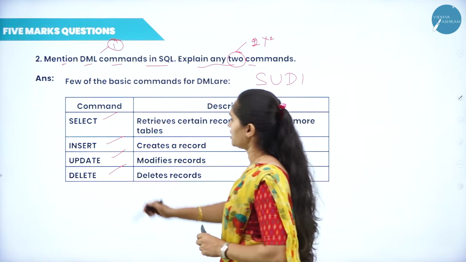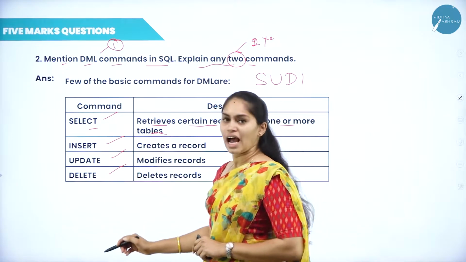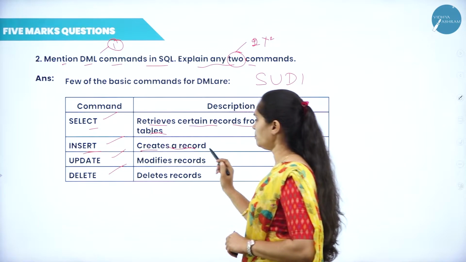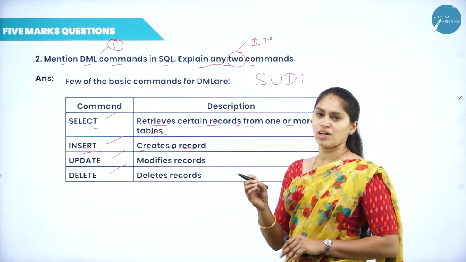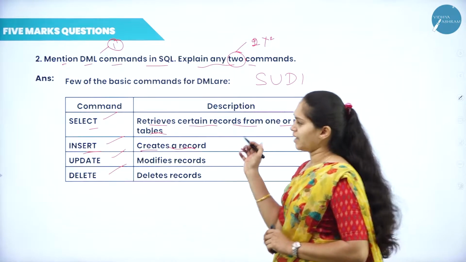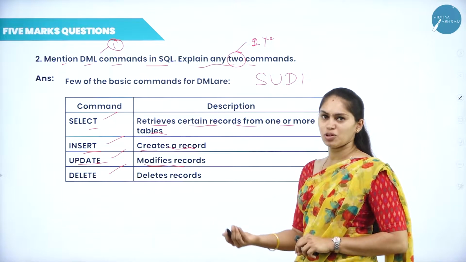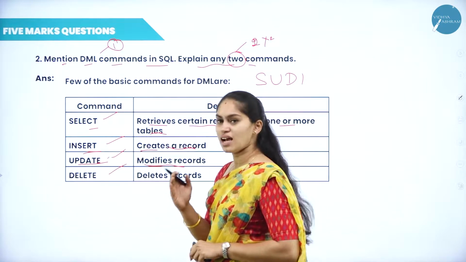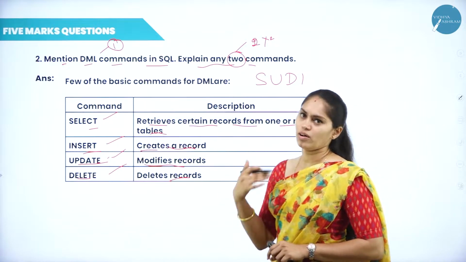Okay. So here the select command will retrieve certain records from one or more tables, and the insert command is used to create a record. We are going to give some input with the help of this insert. Update, in the sense, I wanted to modify the records or tuples. I can do this with the help of this update. And then we have delete, that will delete the records or a row or a tuple.